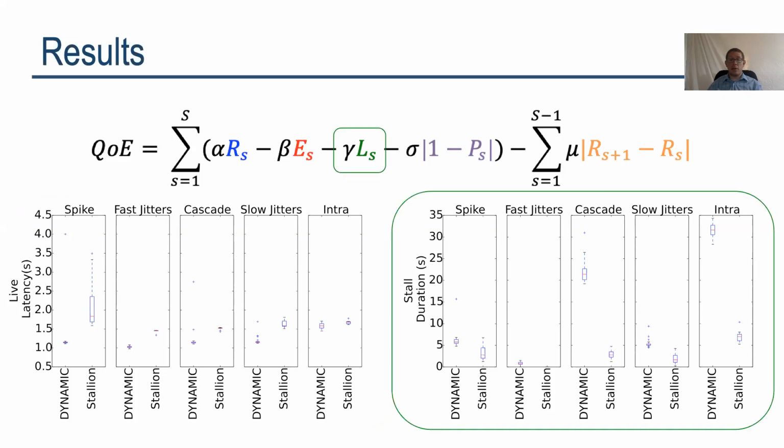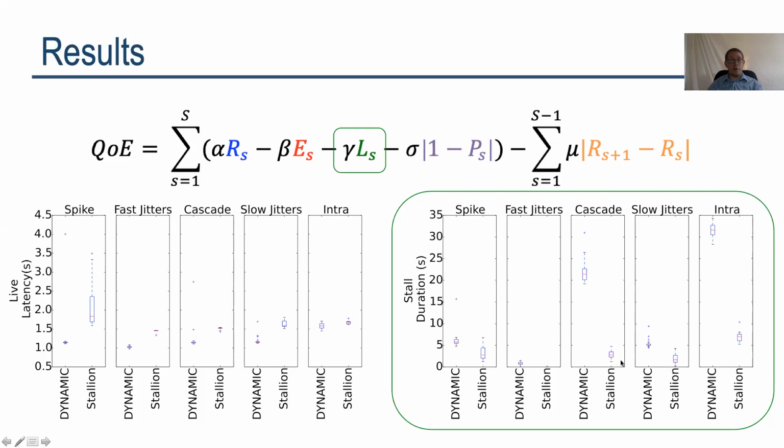This is one of the main issues that can occur during near-second low latency playback: the number of stall events and the length of time the video is stalled. We can see significant improvements in the length of stall duration for Stallion over Dynamic. For example, for Cascade, there's a large improvement in stall duration, as Dynamic has a median of 22 seconds, while Stallion has a median of 3 seconds of stall duration.